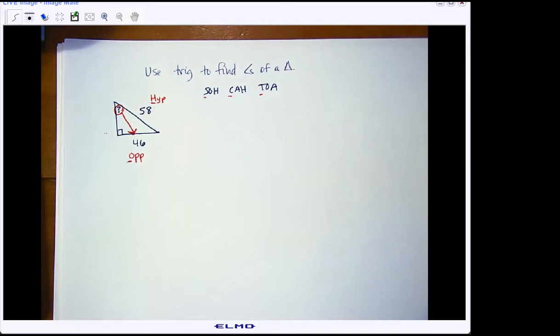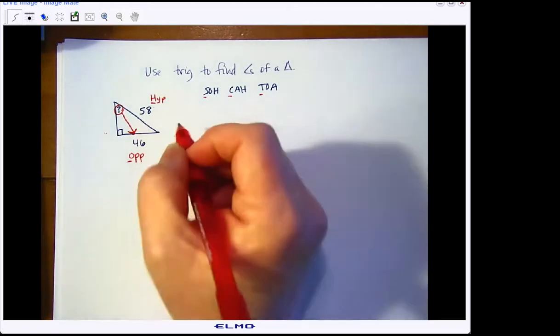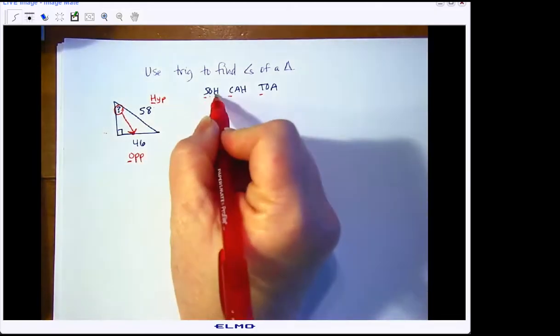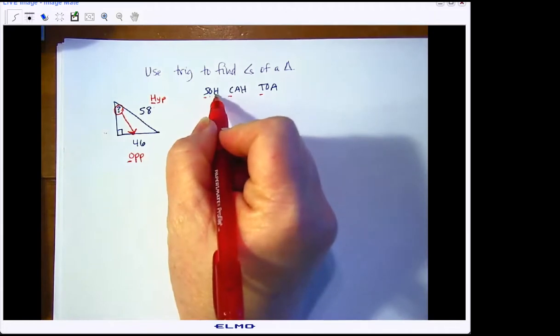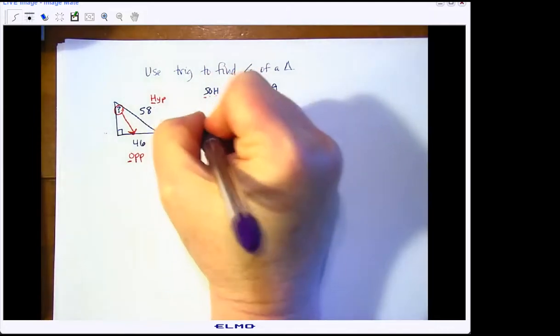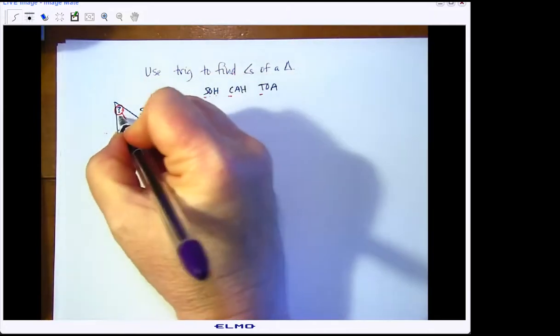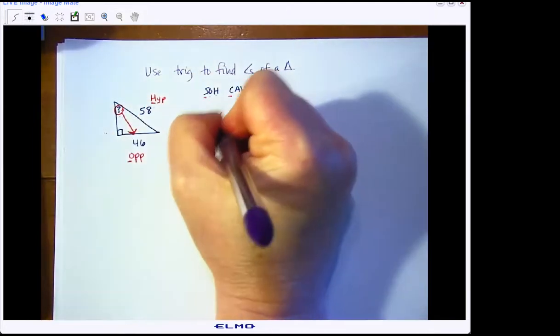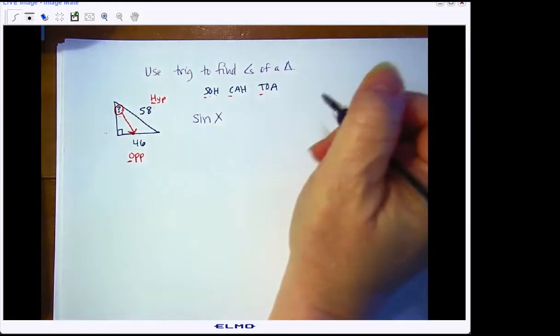An O and an H. Okay, good. Yeah, it is sine. Because an O and an H is going to be sine. There's no A. So we're going to use the sine of our angle. We always have to have the angle, so we're going to call it X because that's what we're solving for.